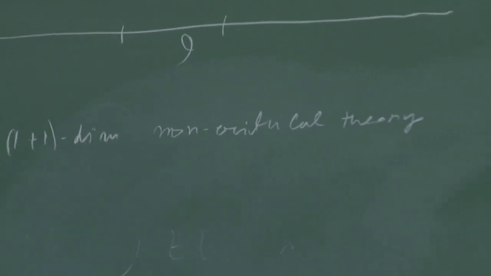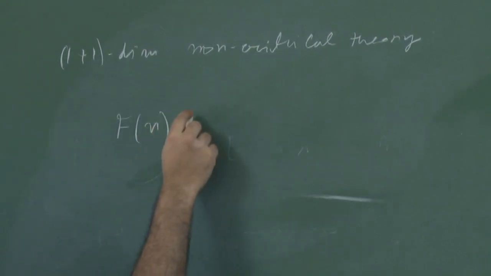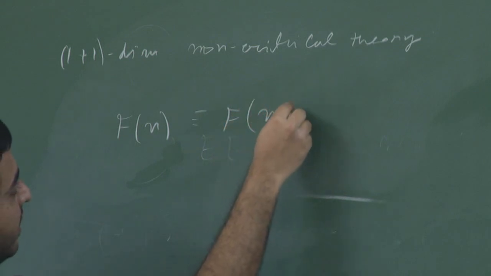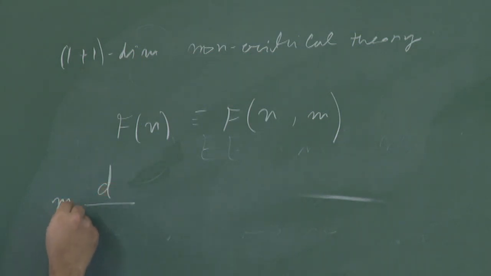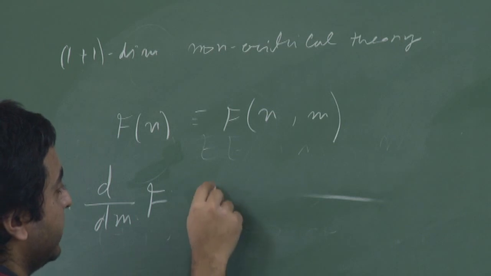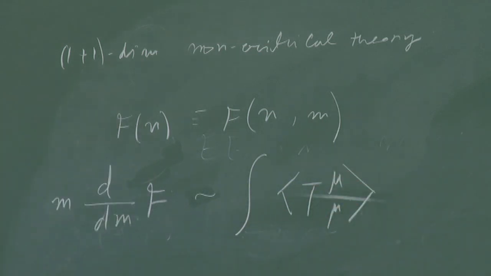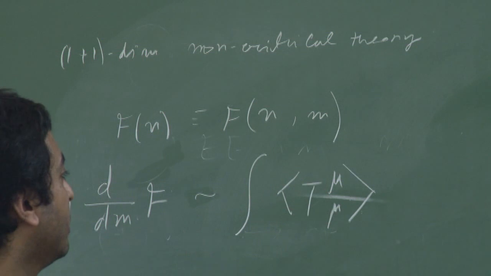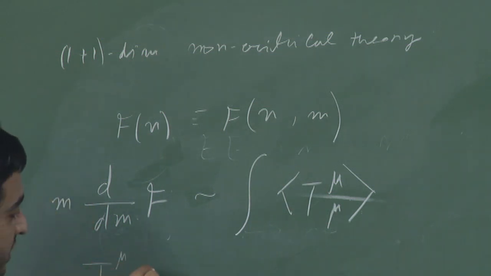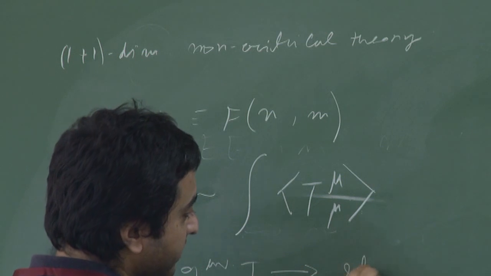They said that you have the free energy f of n, and this free energy depends on the mass, so let me write it as f of n comma m, where m is the mass. If we differentiate this free energy with respect to the mass, we get roughly, I will not be very careful about these factors, this object, because changing the mass is equivalent to doing a uniform scale transformation, and the response is given by the integrated trace of the energy momentum tensor. So this T mu mu, where T mu nu is the stress tensor.